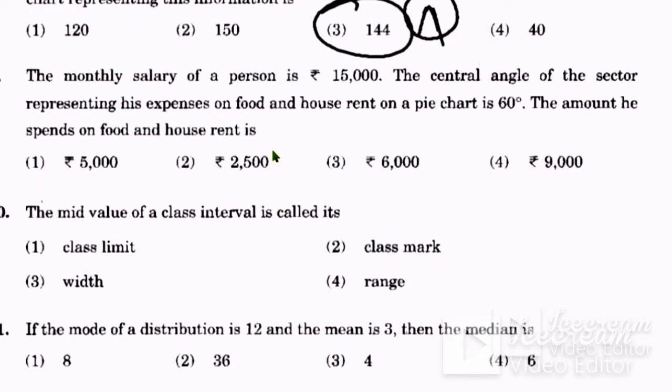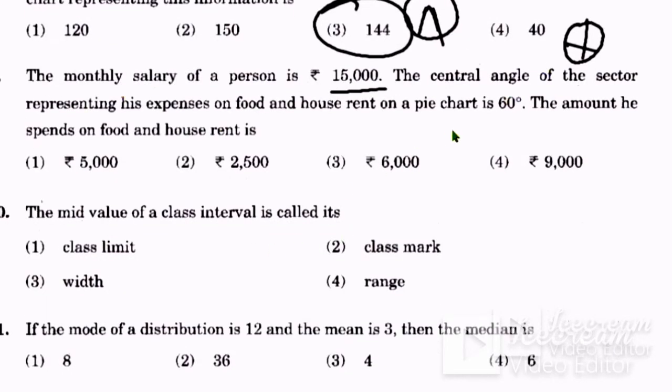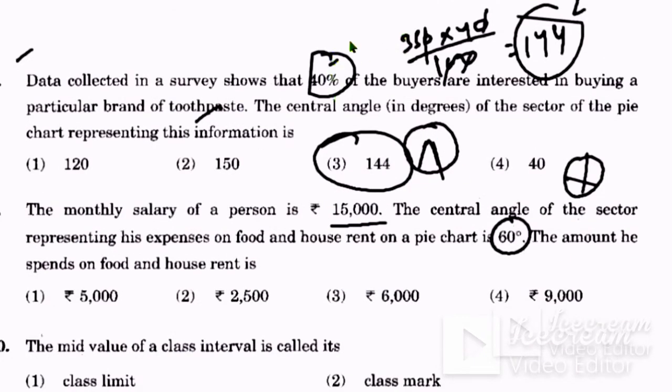Now question number 9. The monthly salary of a person, this is also a pie chart question. The monthly salary of a person is 15,000. This 9th question is the opposite of question number 8. So now here the angle is given, 60 degrees. So don't get confused in your examination between the angle and the percentage. This was the percentage in question number 8, and this is the angle in question 9.